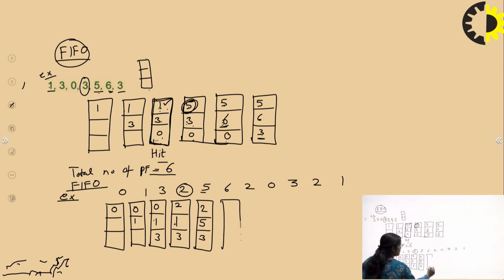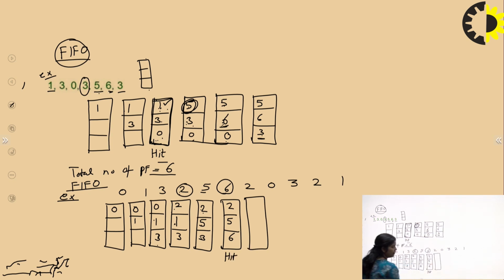Next is the 6. This 6 is there. So you can find out 2 times, 5 just recently came, and the 3, 1, 2, 3. It can stay over here 3 times. So 3 is replaced by the 6, and 2 and 5 are written over here. Simple. Next is the 2. 2 is already there. So there is a hit.